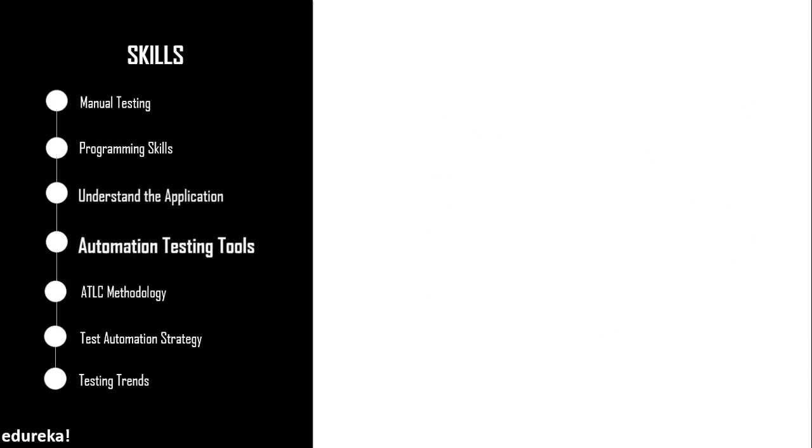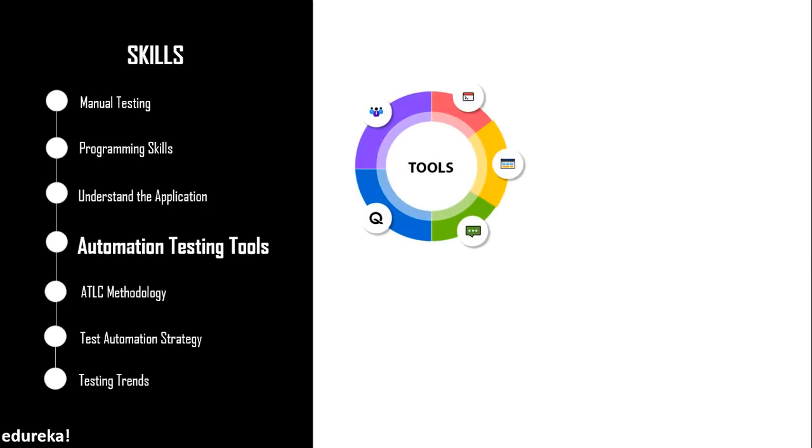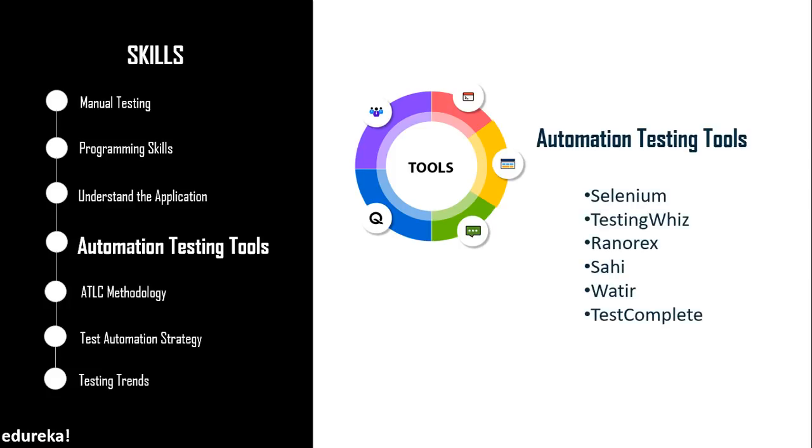Now, next up, we have the automation testing tools. When learning to become a smart automation testing engineer, if we don't talk about the test automation tools, then we are doing an injustice to the industry. A major part of the companies have already started using automation testing tools. Now, the main reason behind using them is their benefits to the enterprises. Some of the famous testing tools are Selenium, TestingWhiz, Ranorex, Sahi, Watir, and TestComplete.